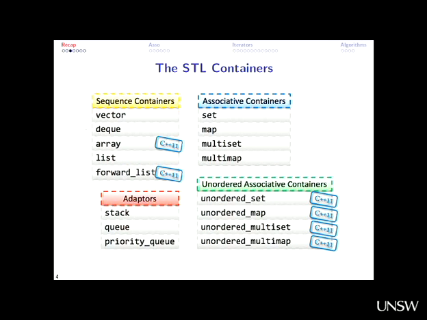And so in C++, in the STL, there's this set of containers here. There's sequence containers, there's adapters, there's associative containers, and there's unordered associative containers. We went through the sequence containers, we very briefly mentioned the adapters, and today we're going to be looking at the associative containers.